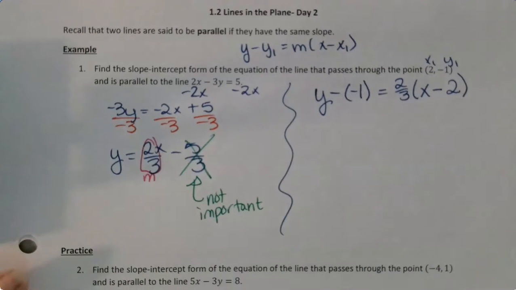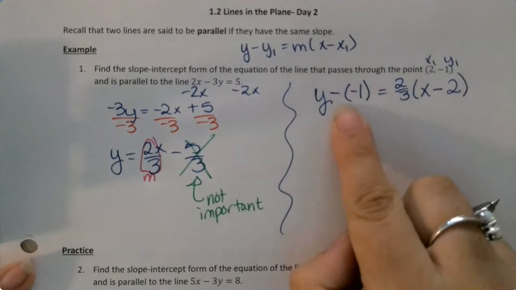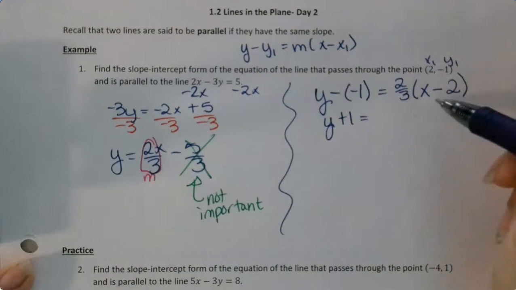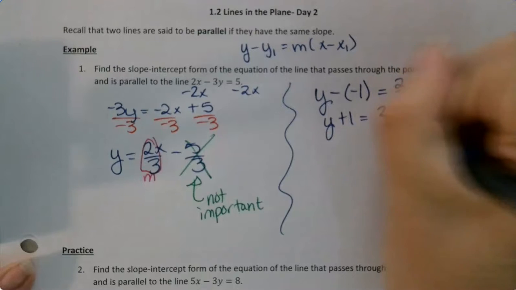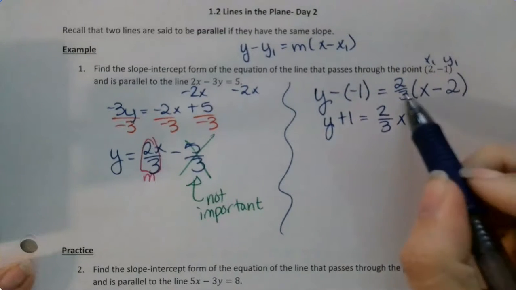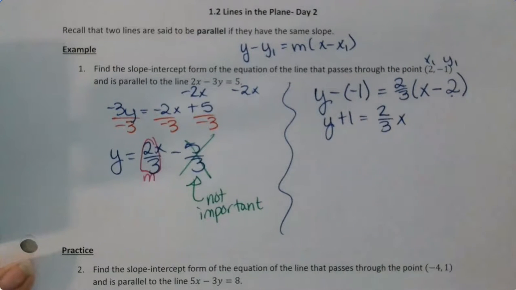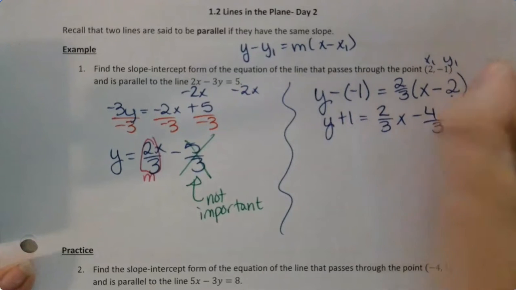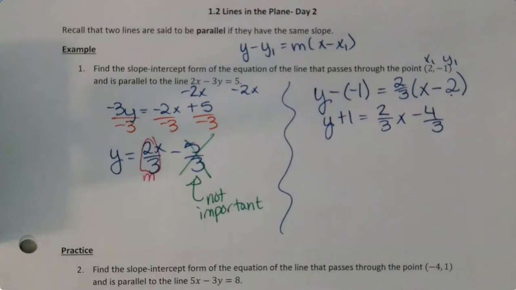Okay. Then I want to simplify. So -1 is going to turn into just a +1. Over on the right side, I want to distribute. 2/3 times x is 2/3 x. 2/3 times -2 is -4 over 3. Remember, when you multiply a number and a fraction, you just multiply the top number with it.